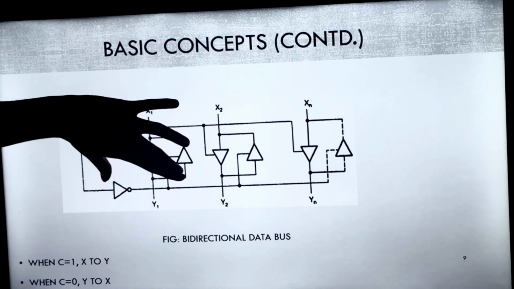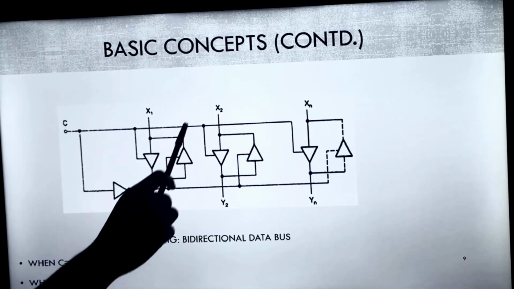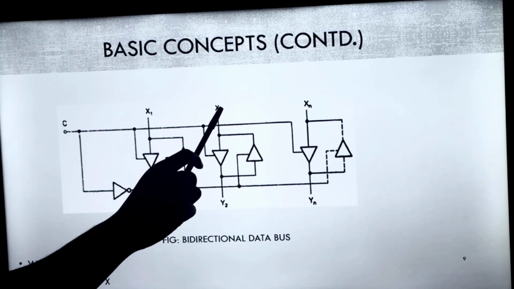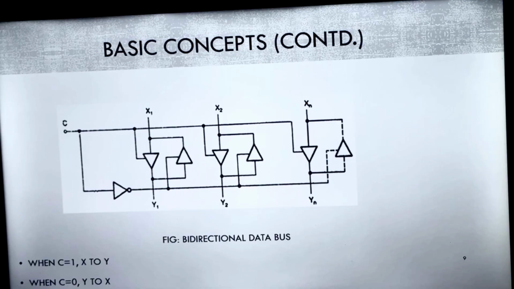I hope this part you understood. So these two parts are same only. They have shown some other components where you can send from X2 to Y2 or Xn to Yn. Same thing. There is nothing different. If you understood this part, that's it.